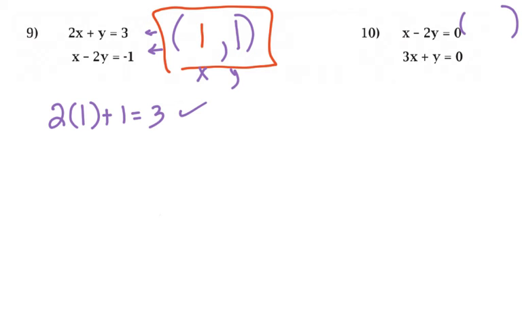So let's try the second one. x minus 2 times 1 equals negative 1. That's 1 minus 2 equals negative 1. That's also true. So I know for a fact that that answer is correct.